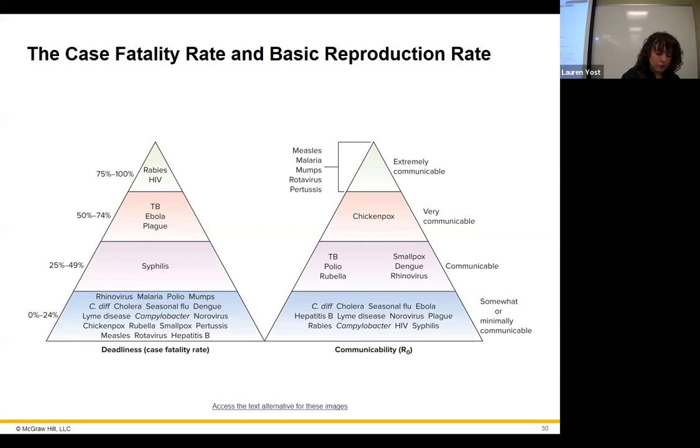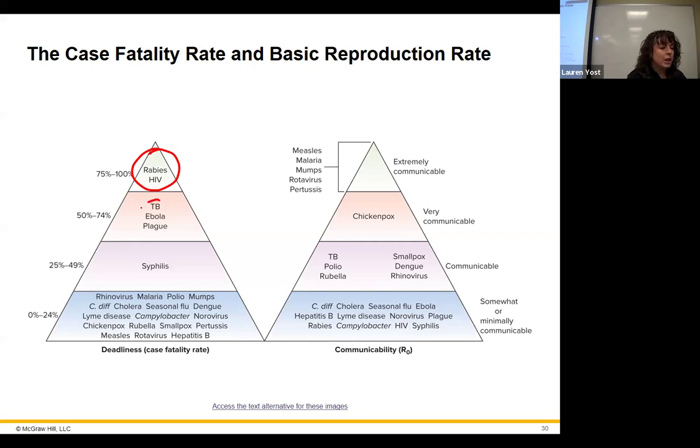So let's start with the deadliness. We of course have rabies and HIV and other diseases that would fall into that 75 to 100% range. So rabies, we know if you start having symptoms from that, 100% fatality. If you have HIV and you're not getting treatment, 100% fatality. There's other diseases that'll fall into the lower area.